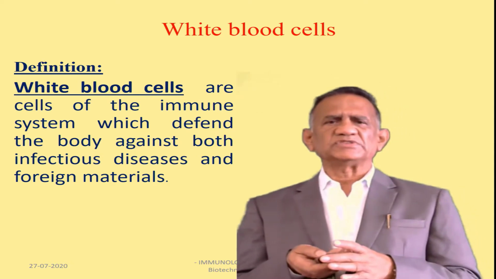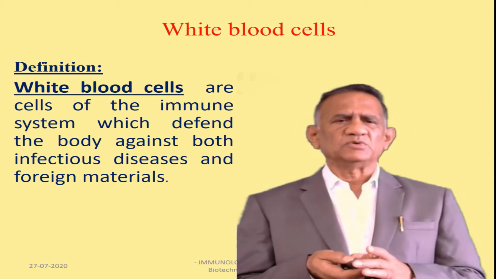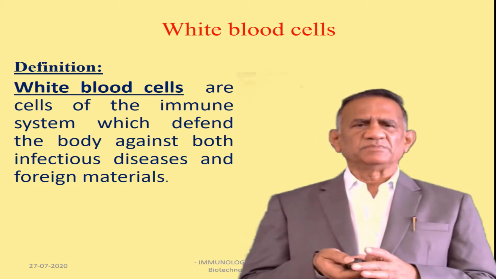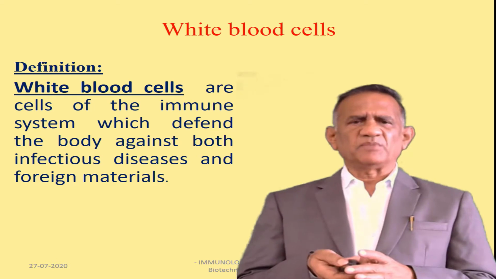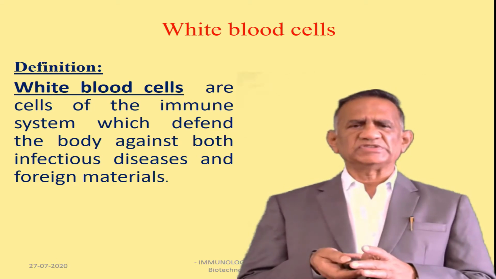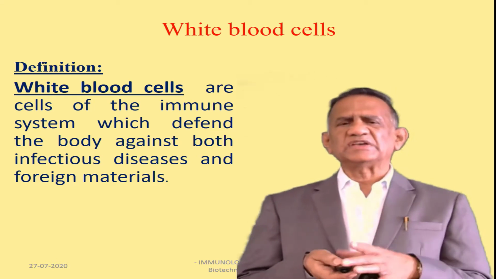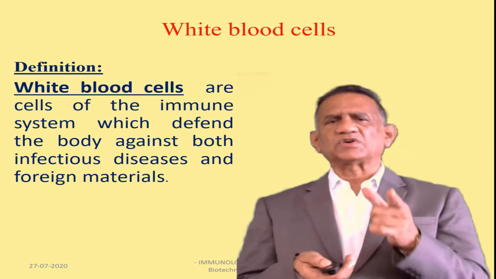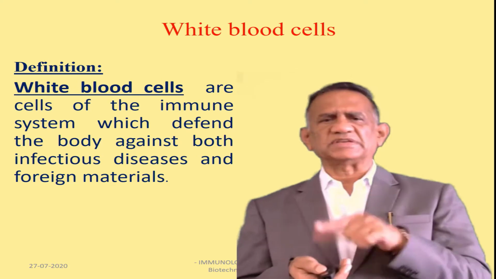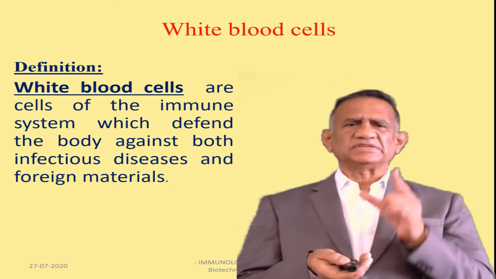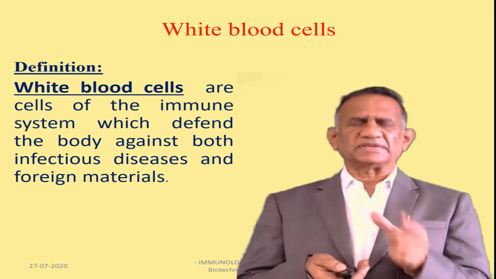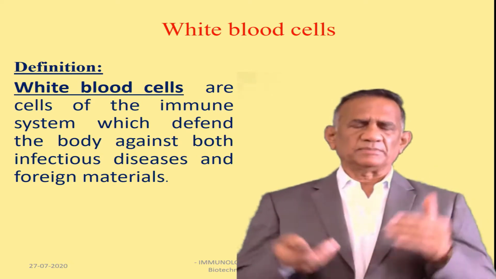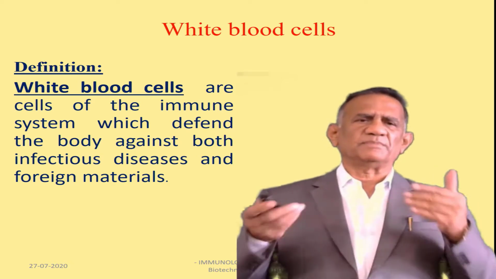The definition of these immune cells, the WBCs, goes like this. White blood corpuscles are cells of the immune system which defend the body against both infectious diseases and foreign materials. They are called white blood corpuscles rather than white blood cells. A cell means it is static, staying in one place. A corpuscle means a moving cell. In the blood, the blood moves, and the blood cells move along with it.